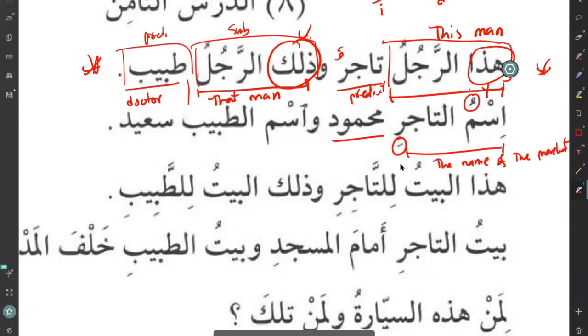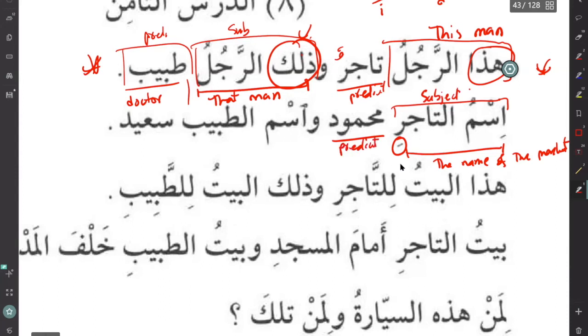Muhammad is a name, right? So what did we say about a proper name being the predicate? Here, which one is the subject and which one is the predicate? I'm probably going to spend one or two going into a little more detail, and the rest we'll just translate. So which one is the subject? The name of the merchant is Muhammad. This is your subject and this is your predicate.